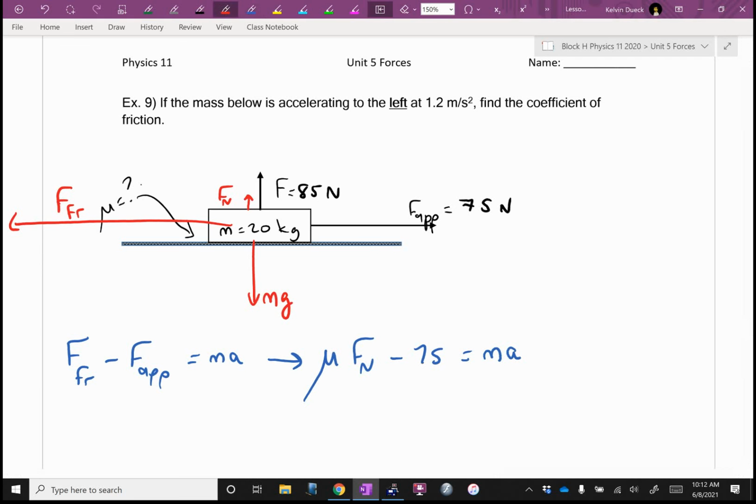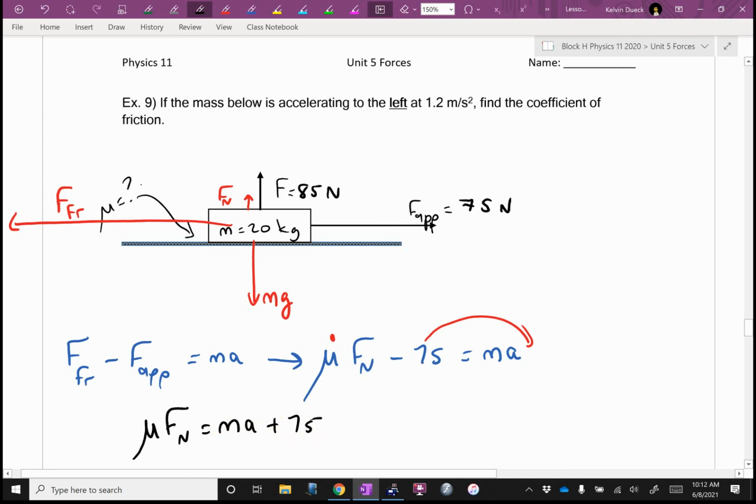So here's the question, boys and girls. How would I get that by itself? First thing I would do, reverse bad maths. I'll do my plussing and minusing first. So I'm going to add 75 to this side. That's going to give me mu times the normal force equals ma plus 75.